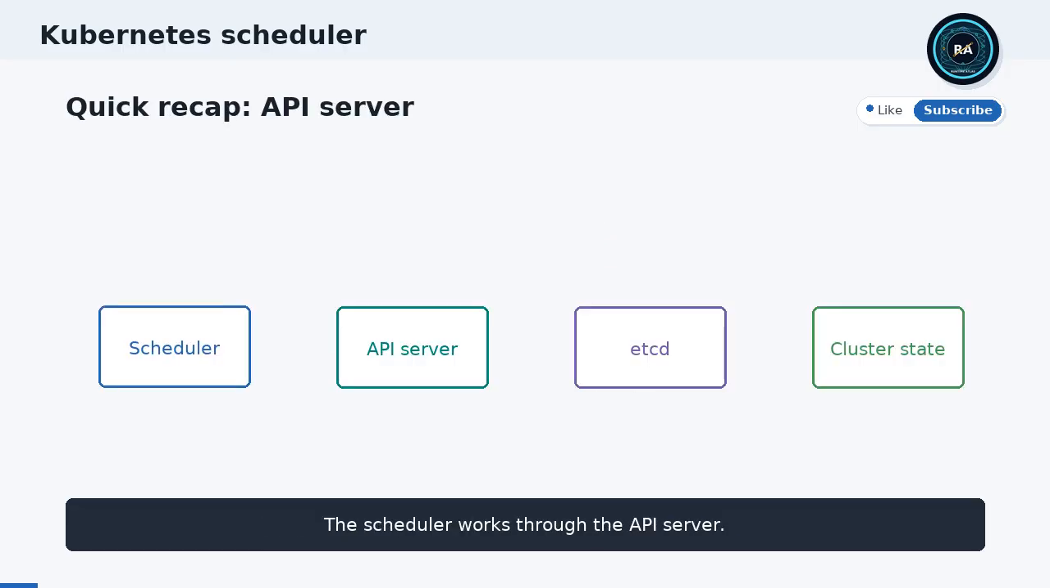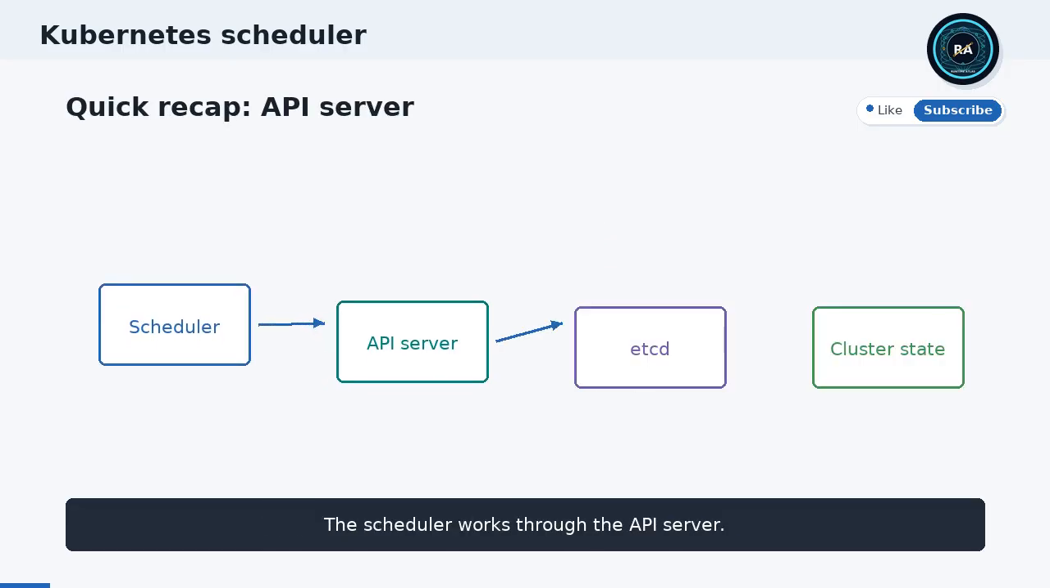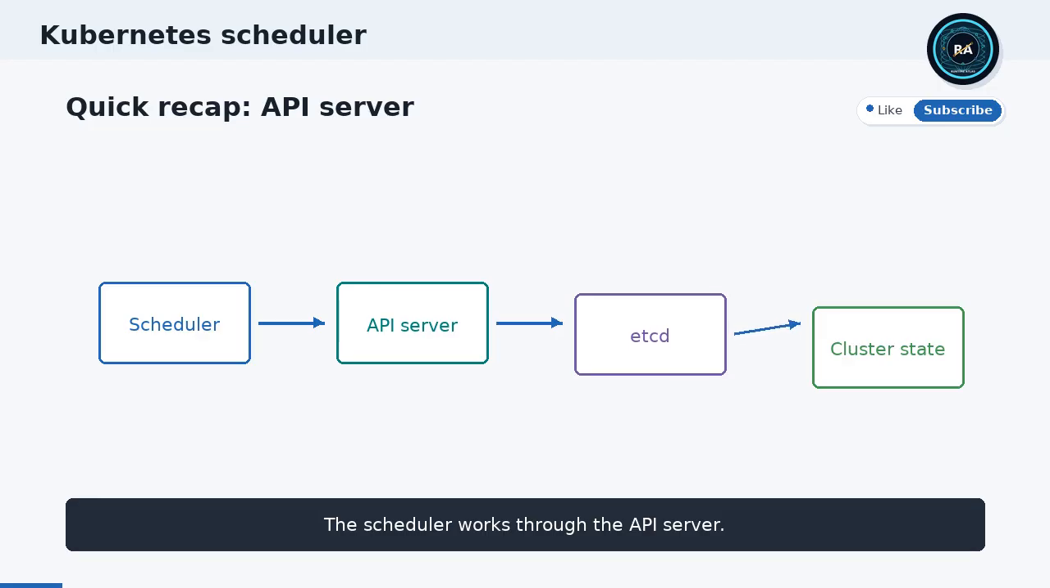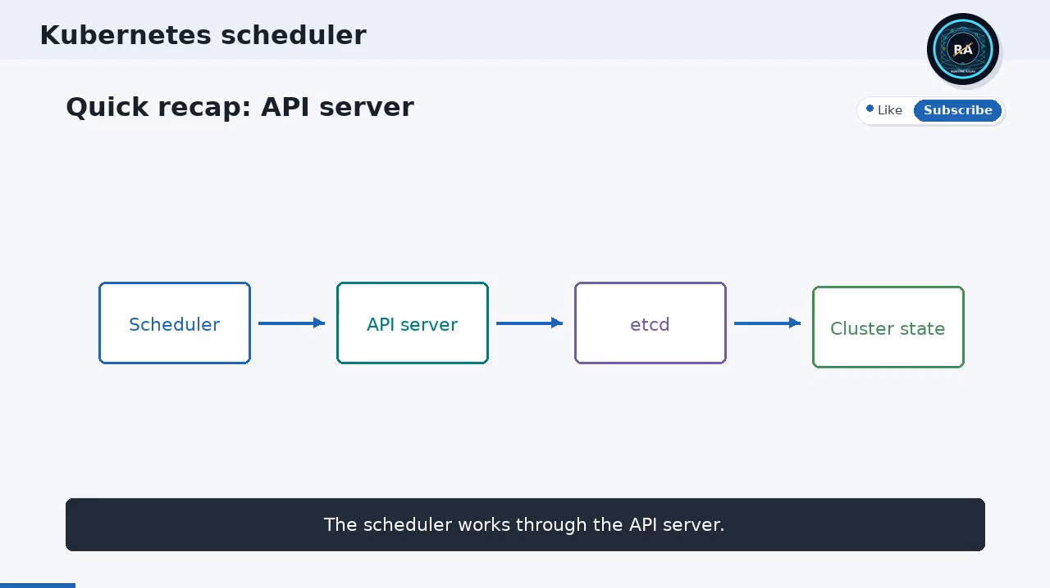Quick recap from the last session: the API server is the front door. The scheduler does not write directly to etcd. It watches the API server, then sends its decision back through the API server.